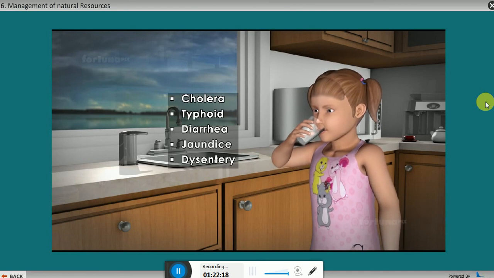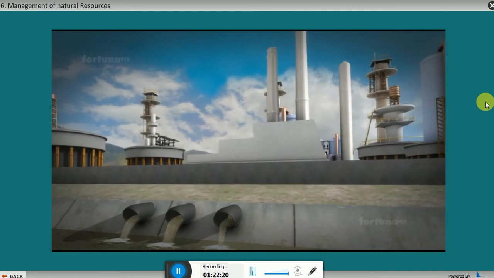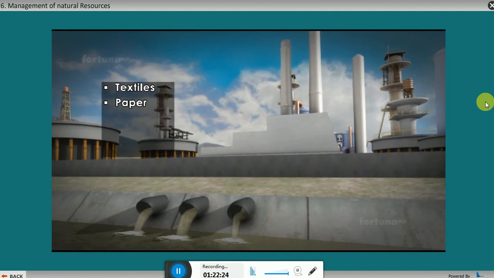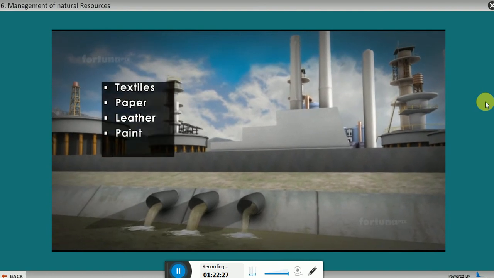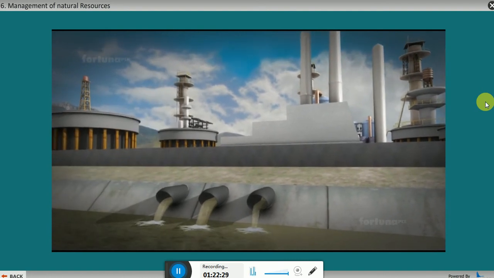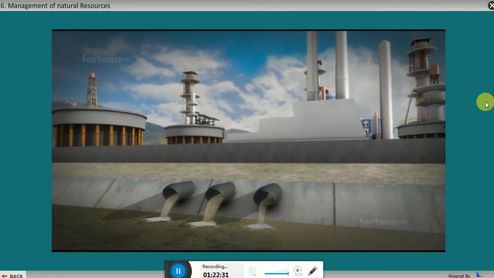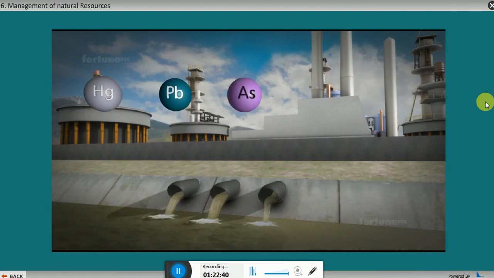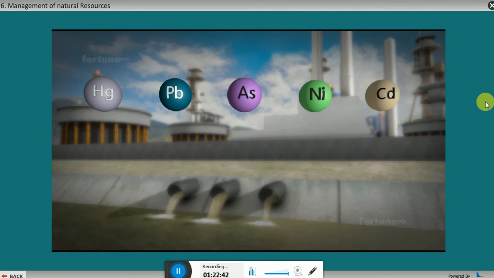Oil refineries and industries that manufacture textiles, paper, leather, paint, and chemicals sometimes release their chemical wastes as effluents into nearby bodies of water. This outflow includes toxic chemicals such as mercury, lead, arsenic, nickel, and cadmium. These will not only cause harm to aquatic organisms, but they can also enter the human body through the food chain and harm our nervous systems.